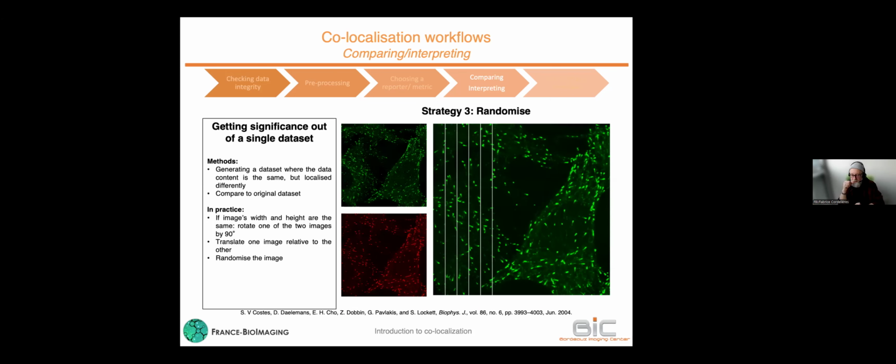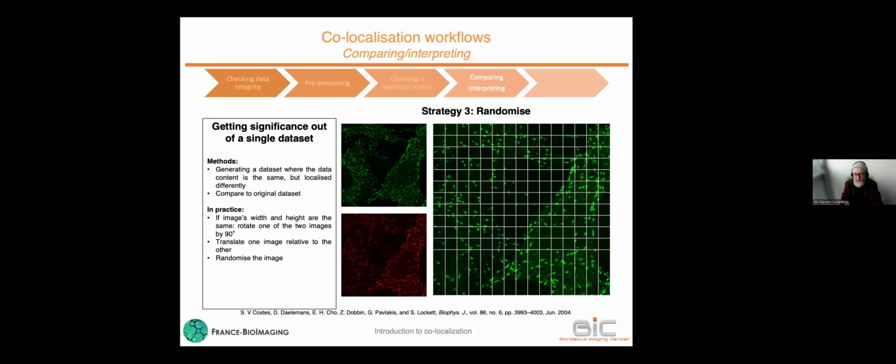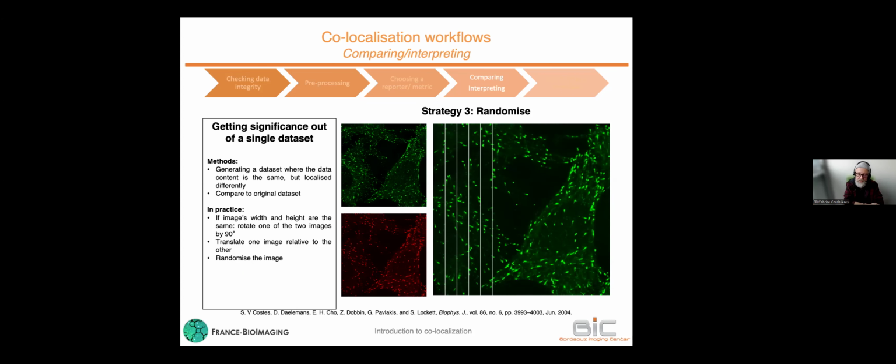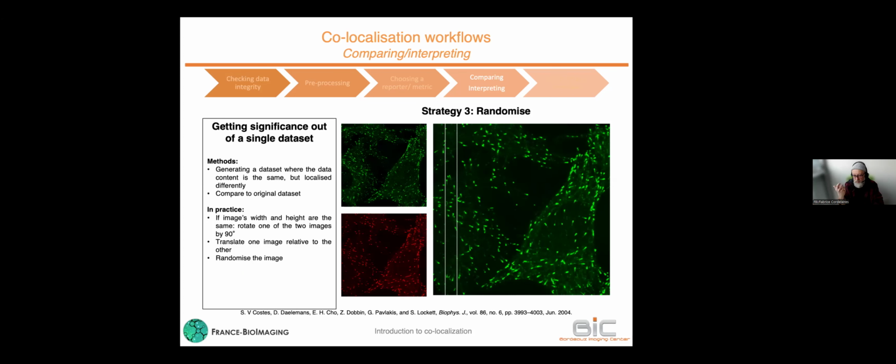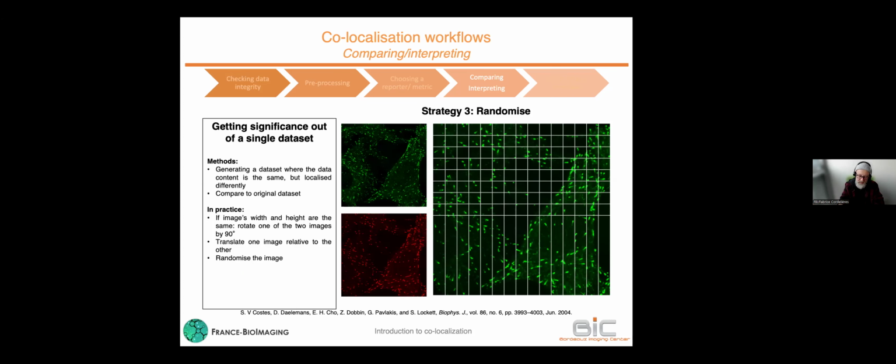Finally, last strategy is randomization. Randomization is a bit like the first strategy, but a bit more complex. Instead of rotating, the thing you will do is cut out one of the two images into small pieces. You take all the small pieces, you put them into a bag, you shake the bag, and then extract the pieces of images, and you reglue them all together.